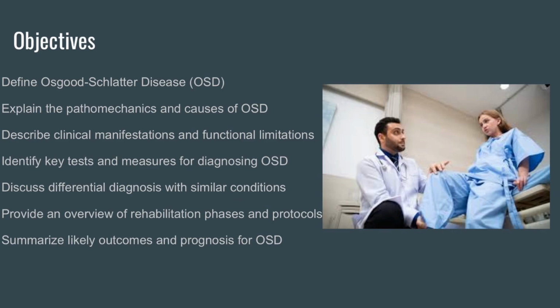So today our objectives are, I'm going to define Osgood-Schlatter's disease, and I'm going to refer to it as OSD from now on. I'm going to explain the pathomechanics and causes, describe clinical manifestations and functional limitations that present with it, identify key tests and measures for diagnosing, discuss differential diagnosis with similar conditions that have already been discussed today, provide an overview of rehabilitation phases and protocols, and then summarize all the things that we have talked about with likely outcomes and prognosis.